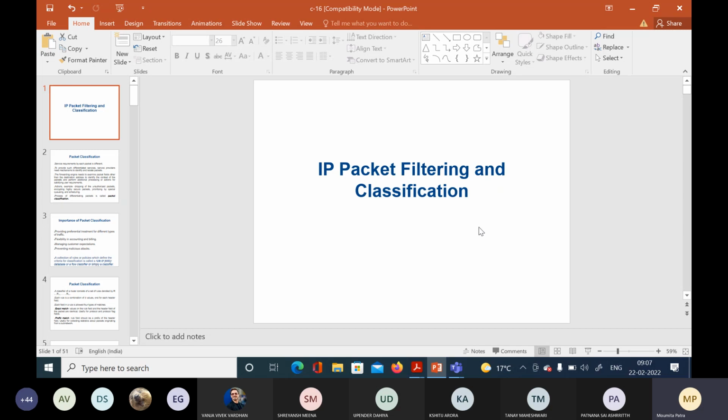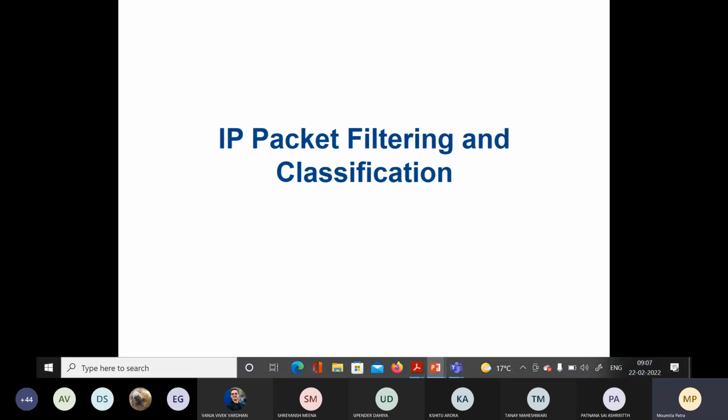Today we are going to look at how, depending upon different QoS constraints or other requirements of the packet, we filter and classify packets, and what efficient algorithms can be used for carrying out such tasks. So this is what we are going to start today. Let us start.